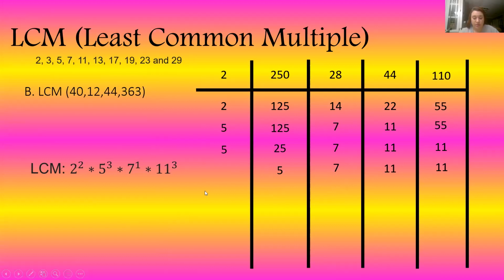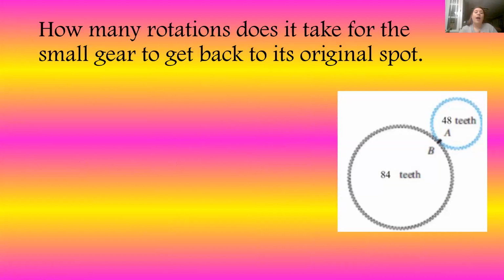11 should be to the first, not to the third. All right, and 11 to the first power. Okay, on to the next one. How many rotations does it take for the small gear to get back to its original spot?